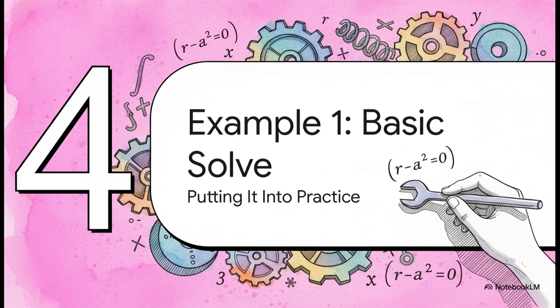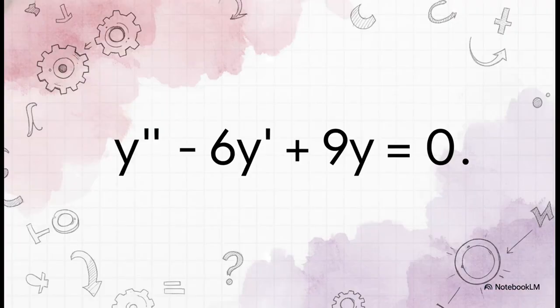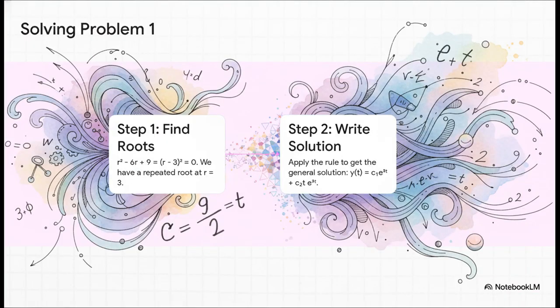All right, enough theory. Let's get our hands dirty and see this rule in action with a nice, clean example. Our first problem, y double prime minus 6y prime plus 9y equals 0. First step, let's get the characteristic equation. That's r squared minus 6r plus 9 equals 0. Now you might recognize that. It's a perfect square. It factors right down to (r minus 3) squared. That gives us a repeated root at r equals 3. Perfect. Step 2, we just apply our rule. The solution is c1 e to the 3t plus our new term c2 times t e to the 3t. And that's it. General solution, done.